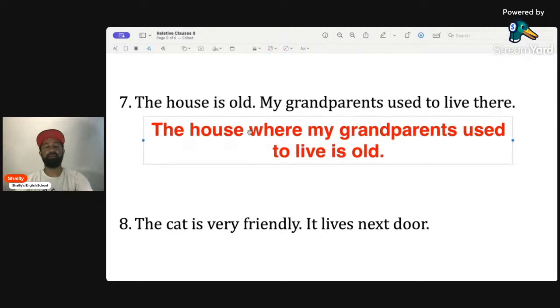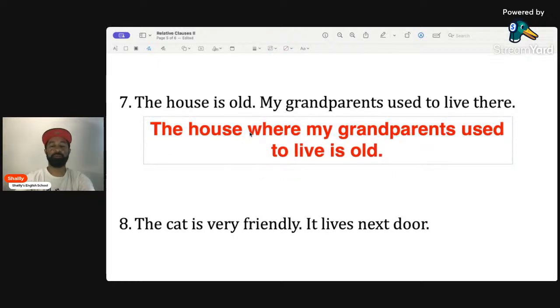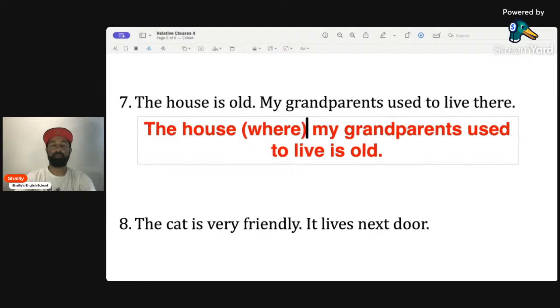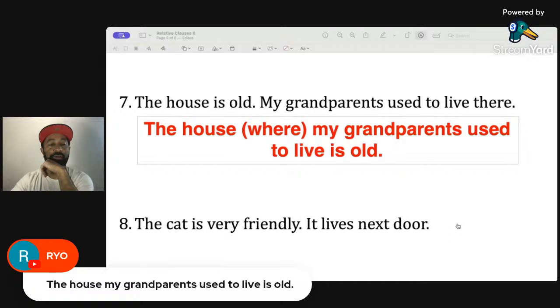Now, here, if we're following the rule, we don't need to put where. The house my grandparents used to live in is old. All right, so here we're going to use the relative pronoun where. Perfect. The house my grandparents used to live in is old. Perfect, perfect.